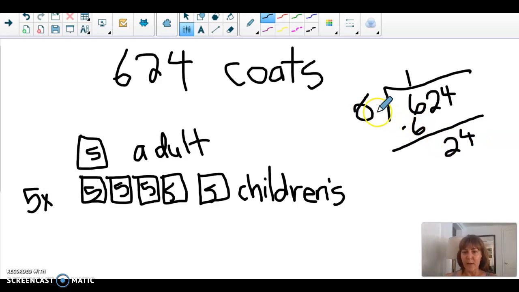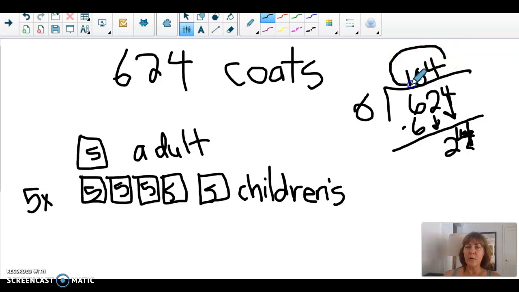6 goes, sorry about that. 6 can go into, well, first of all, I have to bring down the 2. I did this wrong, sorry. Bring down the 2. 6 goes into 2 0 times. 6 times 0 is 0. So I bring down the 4. And now I have 24. 6 goes into 24 4 times. So now I know that each of these boxes is worth 104.